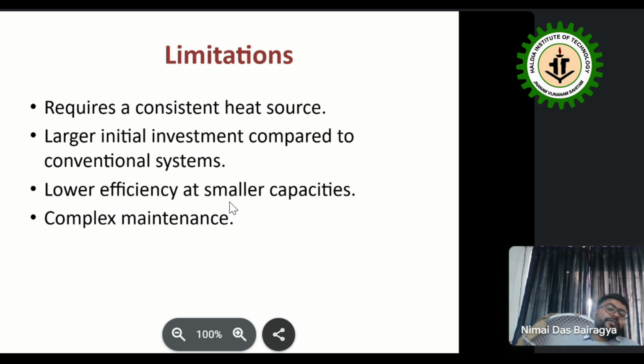And limitations. Here are also some limitations. To run the system, a continuous external heat source is required, because we said previously that to boil the ammonia water solution we use an external heat source. That's why a continuous heat source is required in the system. There is also a large initial investment to establish this system. And next, efficiency is low for small capacity systems, but in large capacity systems the efficiency is quite good.